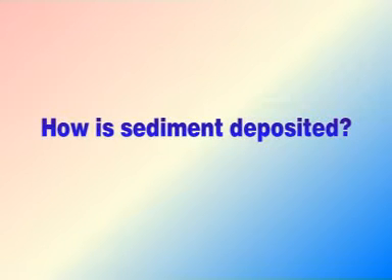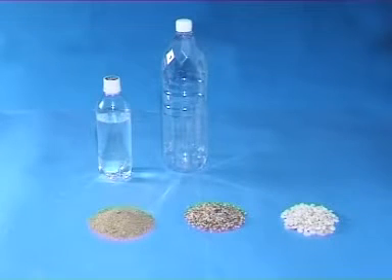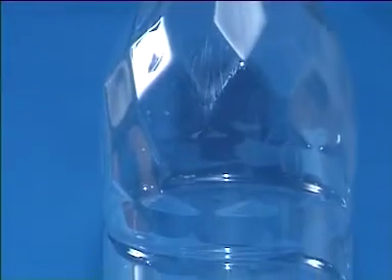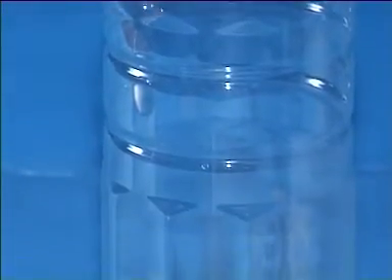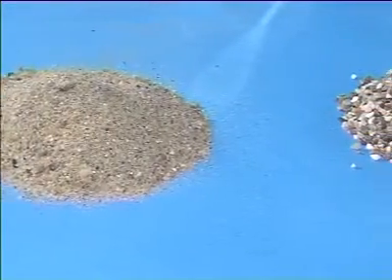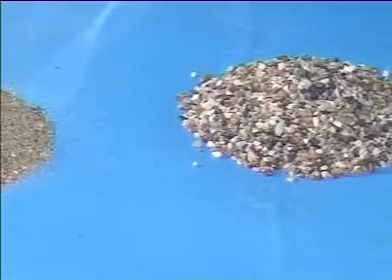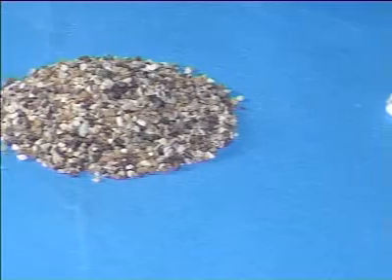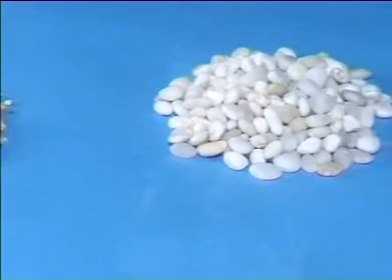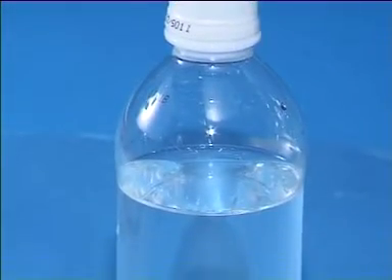Do you know how sediment is deposited? Let's try a simple experiment. First, we need to prepare some equipment. A transparent bottle, different sizes of sand and stones, which represent sediment in the river, and water, which represents river water.